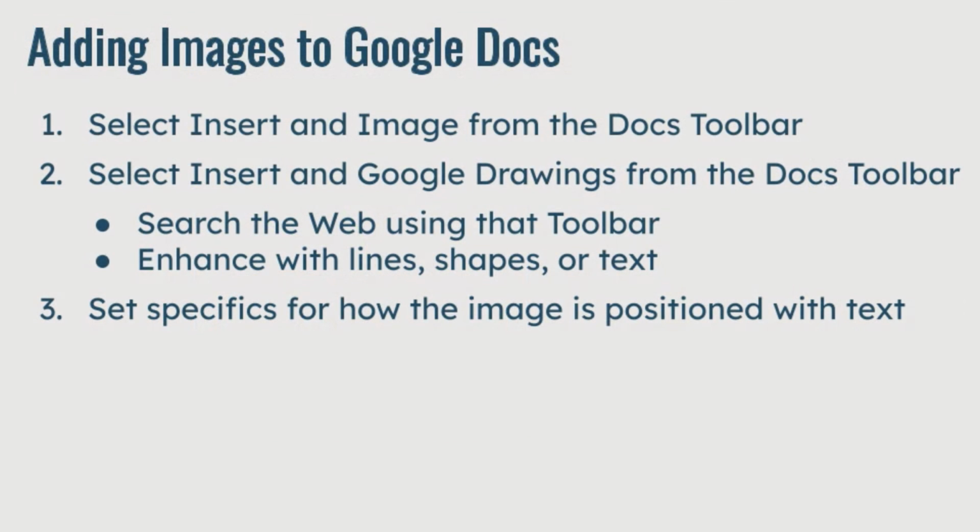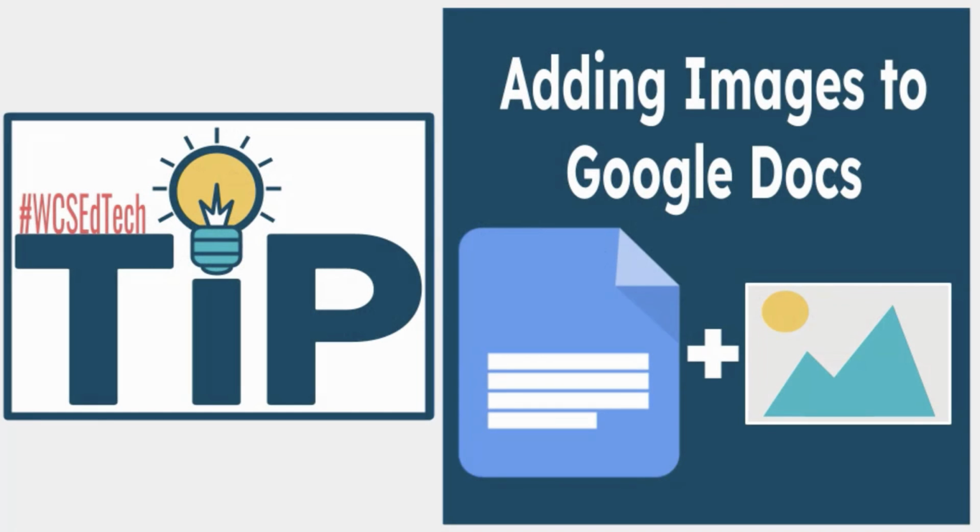Once again, when adding images to Google Docs, we have a couple of choices. Select Insert an Image from the Docs toolbar, or select Insert and Drawing from the Docs toolbar. Search the web using that toolbar, enhance with lines, shapes, or text, set specifics for how the image is positioned within the text. Well, that's a wrap for WCS EdTech Top Tip, adding images to Google Docs.